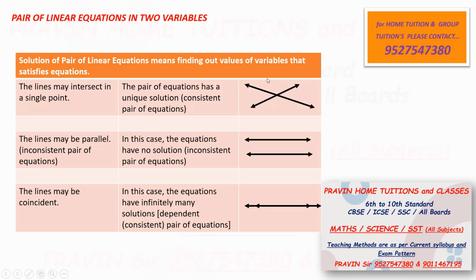So here three cases are there. First case, intersecting. For intersecting lines, we call them a consistent pair of equations, and it has a unique solution. Parallel lines, inconsistent pair of equations, it has no solution. And coincident lines, it has infinitely many solutions, and we can call them a dependent consistent pair of equations.